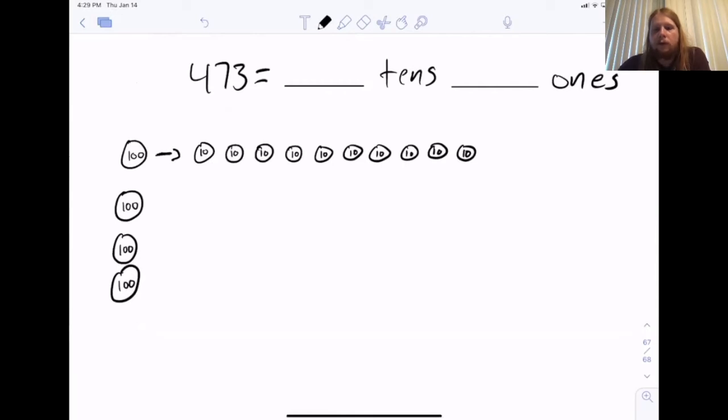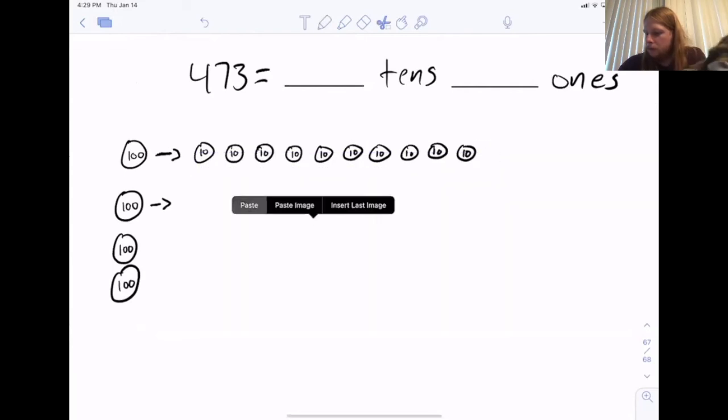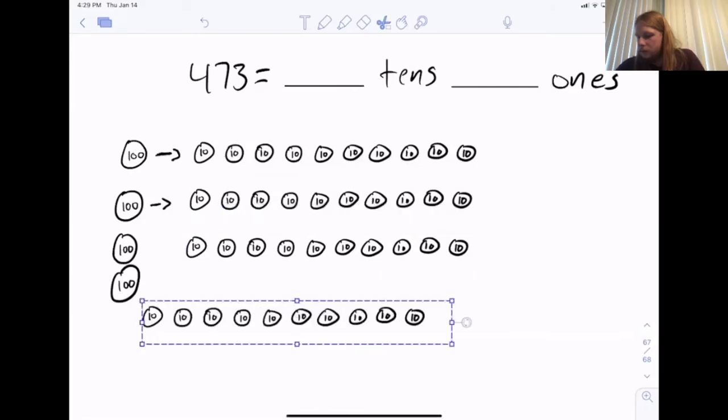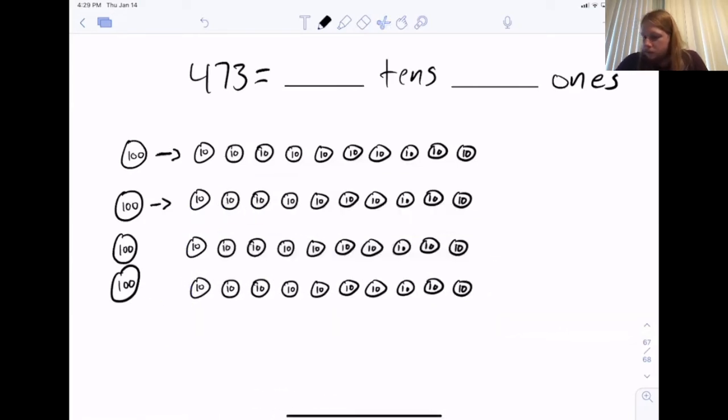Well, since we're only looking for tens and ones, we have to convert all these hundreds. So through the power of cutting, I'm not going to draw these by hand as well. So now we converted our 400s to 10s. And don't forget about the 7 10s we also have originally. Now what I want you to do on your Seesaw is answer how many 10s and 1s are in 473.